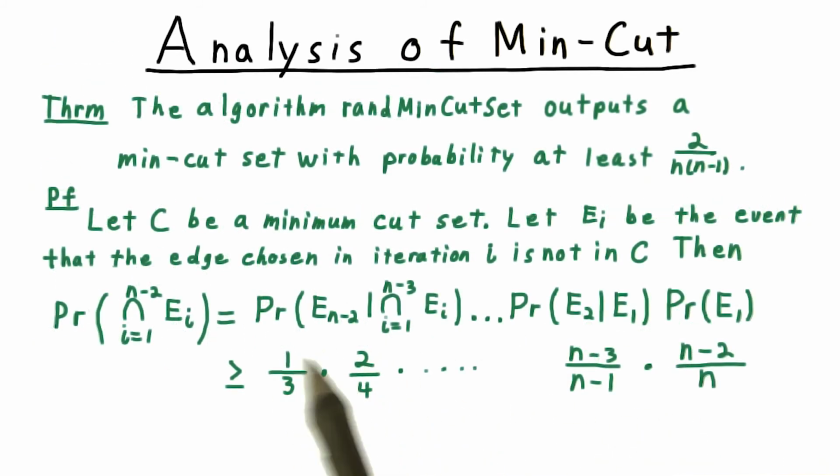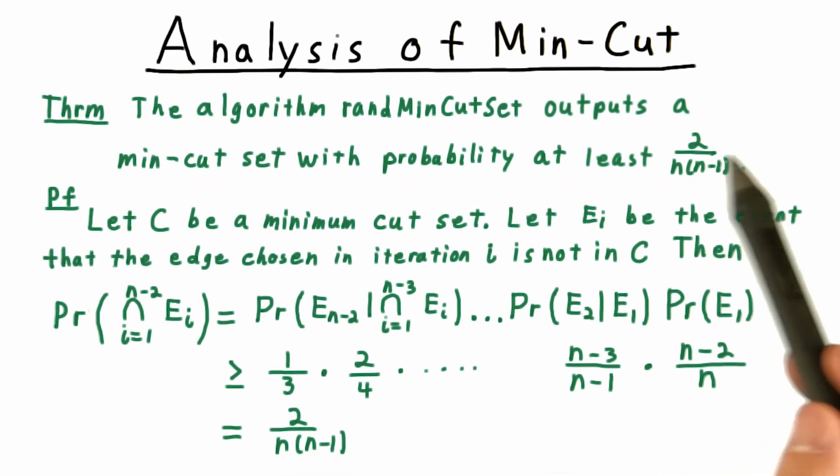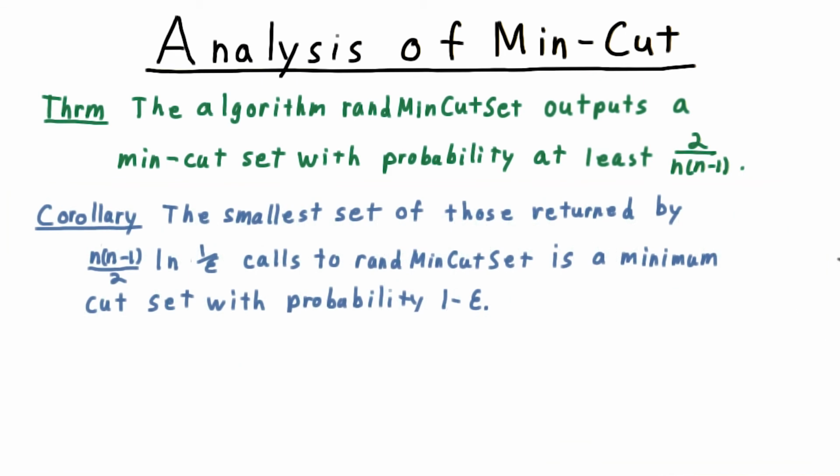Substituting this into our expression here, we have that we're down to a 1/3 probability in the last iteration, 2 over 4 in the iteration before that, etc. This product telescopes and leaves us with the bound of 2 divided by n times n minus 1, which was what we were trying to show. Altogether then, this extremely simple procedure has given us a fairly efficient algorithm for finding a minimum cut set.